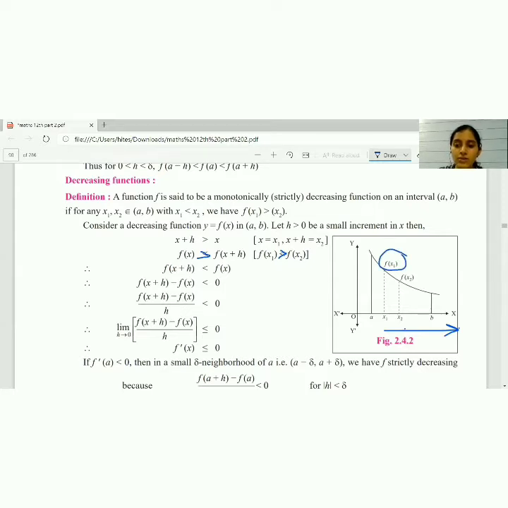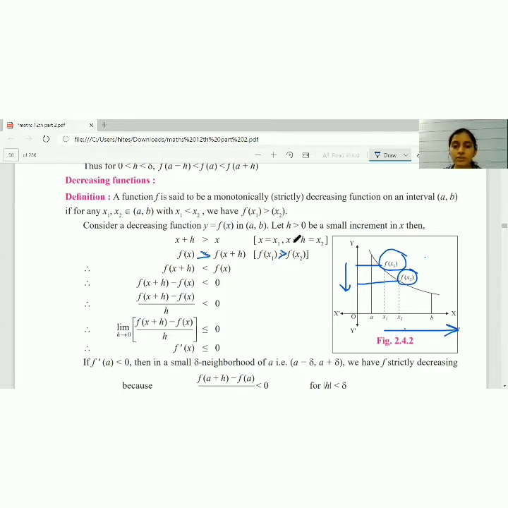What is its y value? It's somewhere here. And what about f of x2? It's somewhere below. That means it has dropped down, right? So we know f of x1 is greater than f of x2 when x1 is less than x2. That means lower value of x1, higher value of y1, higher value of x2, lower value of y2.